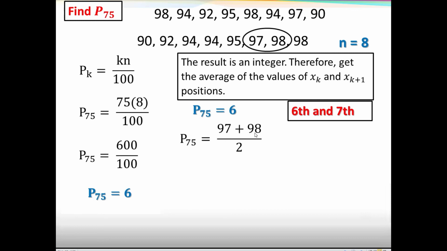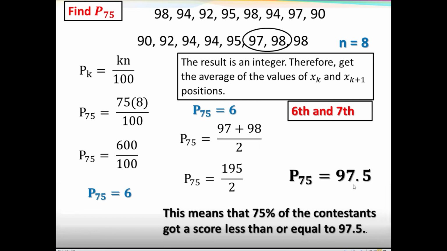97 plus 98, that's equal to 195. And 195 divided by 2 is equal to 97.5. Therefore, P sub 75 equals 97.5. This means that 75% of the contestants got a score less than or equal to 97.5. So, 75% daw ang may score na 97.5 pababa. Nakikita naman dito sa ating given.